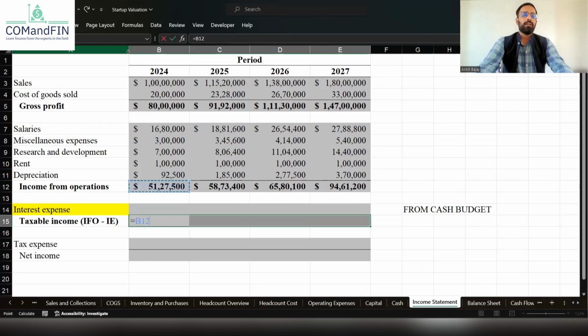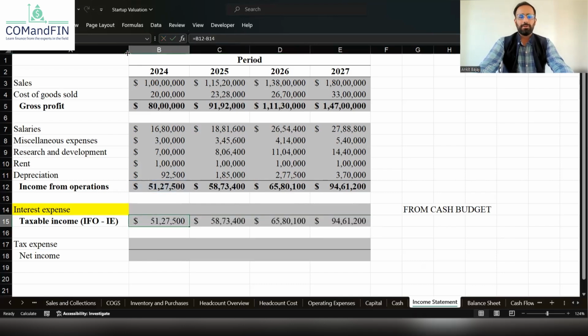So that is going to be income from operation minus tax expense. It is blank. That is okay. We will press here Control Enter. So here we will be able to compute the taxable income, right?